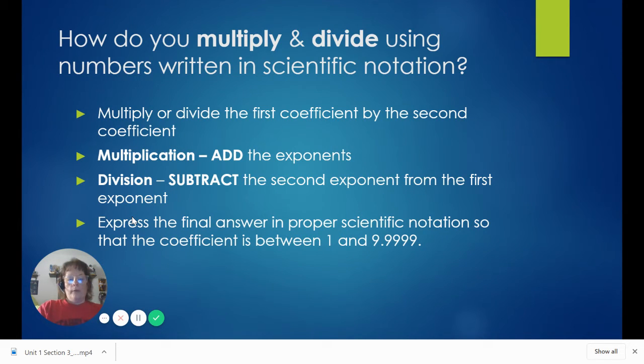Okay, multiplying and dividing scientific notation can get tricky, you might have to go back and watch a little video on how to do that, but when multiplying and dividing, you do that to the coefficient first. If you're multiplying, multiply the first coefficient by the second, and if dividing, divide the first coefficient by the second one. When you multiply, you're going to add your exponents. When you divide, you subtract your exponents. And you have to express your answer in proper scientific notation. So again, the coefficient is between 1 and 9.99.